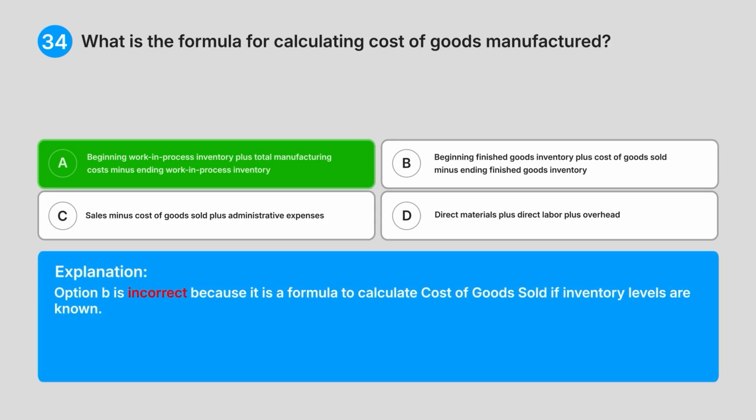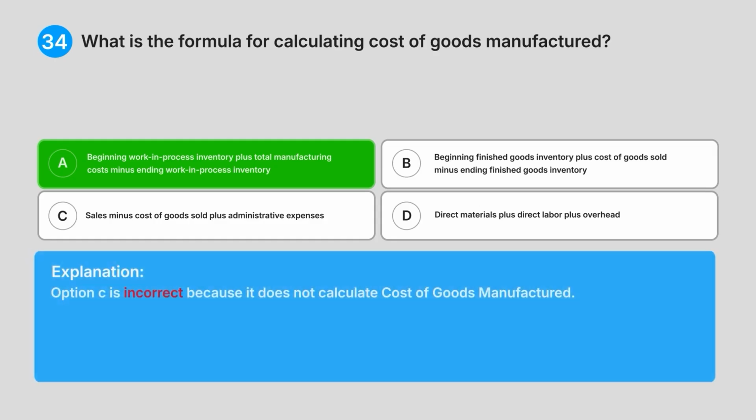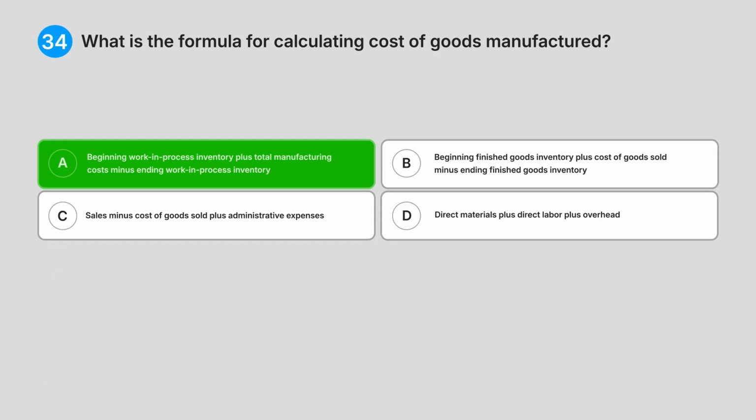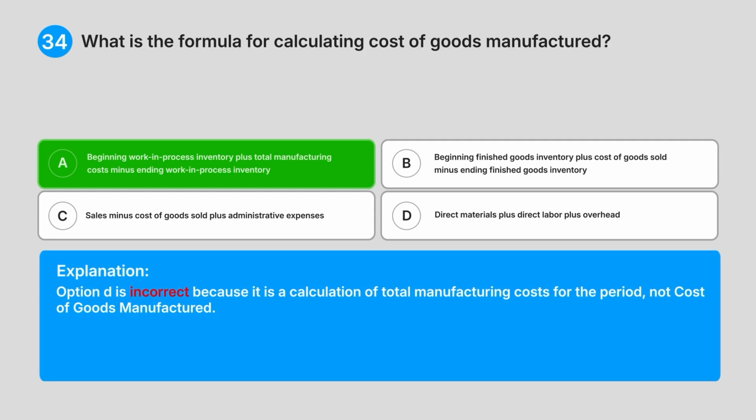Option B is incorrect because it is a formula to calculate cost of goods sold if inventory levels are known. Option C is incorrect because it does not calculate cost of goods manufactured. Option D is incorrect because it is a calculation of total manufacturing costs for the period, not cost of goods manufactured.